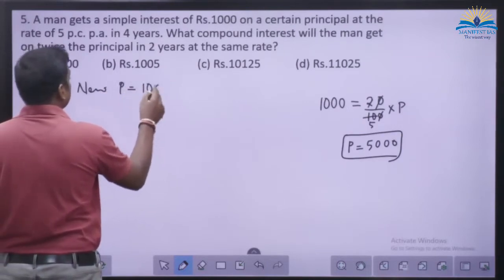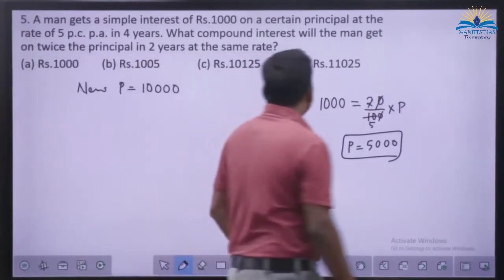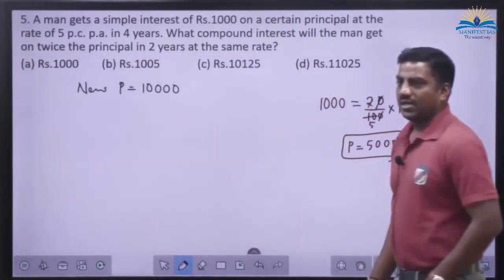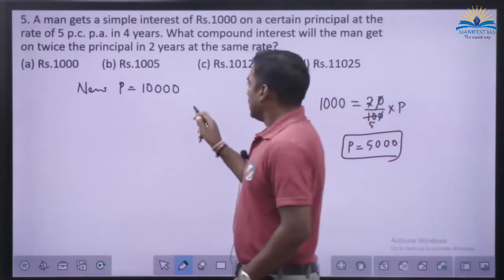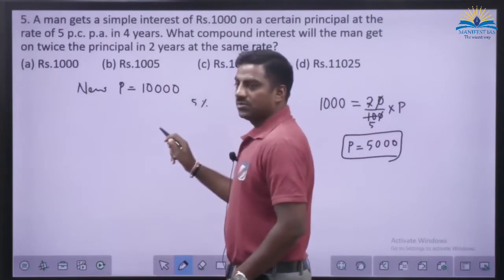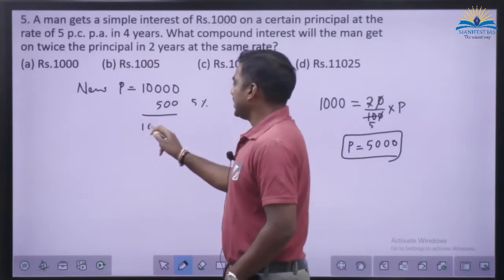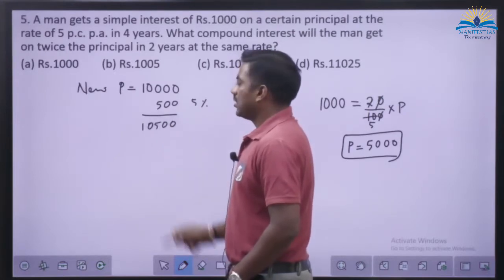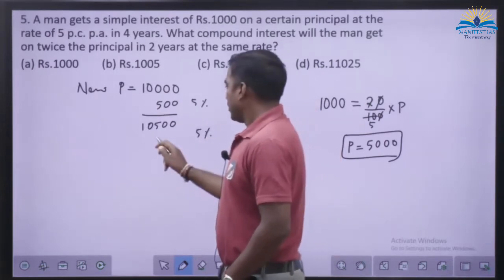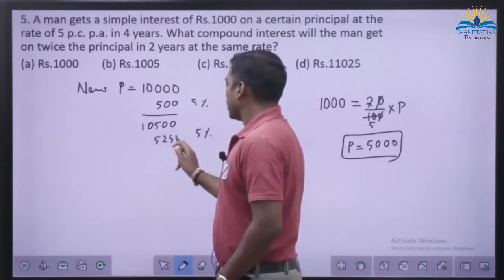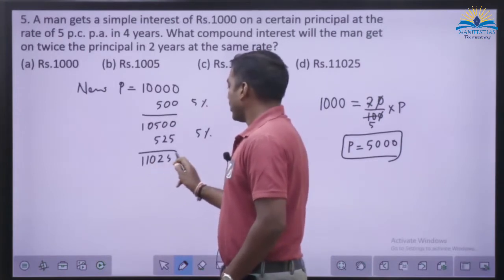New principal is 10,000 and at the same rate. Rate is what? 5%. So this is the new principal, 5% on it. How much? 500. So liability is 10,500. Then again 5%. It will be 525. So it will be 11,025.